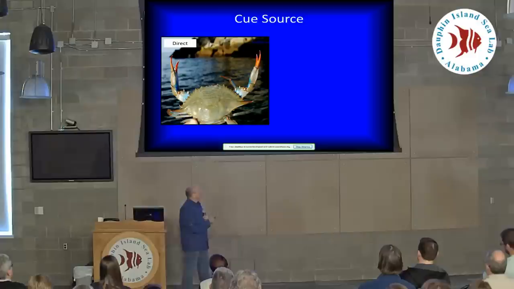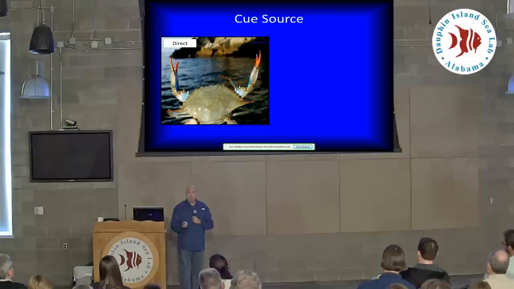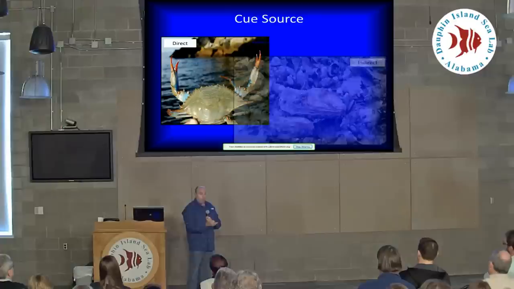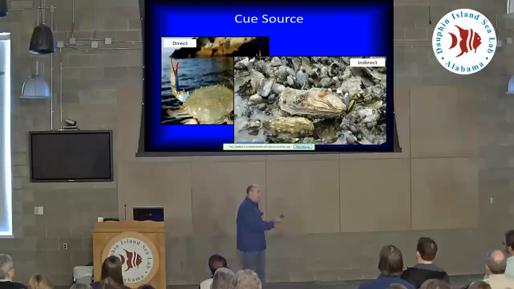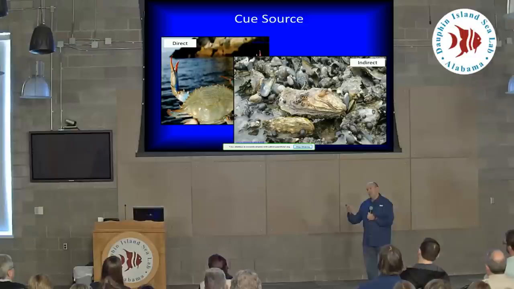So then we wanted to look at cue source. If you think about a prey organism, it can detect a predatory threat based on detecting the predator itself, or perhaps detecting injury or stress from a conspecific that the predator is eating. So in the oyster's case, it could probably detect, and clearly detects, the blue crab. Maybe it also would detect an injured oyster, right? That is a signal that predation is going on in that area.